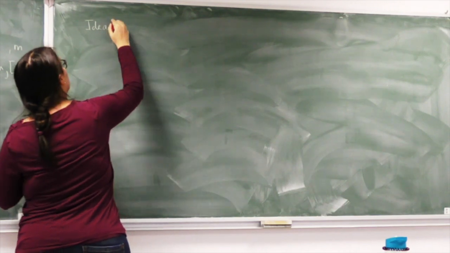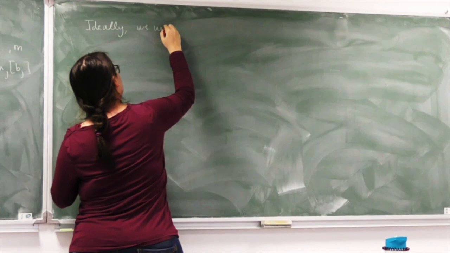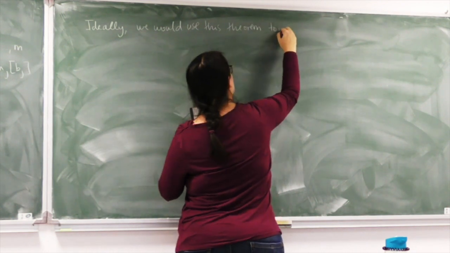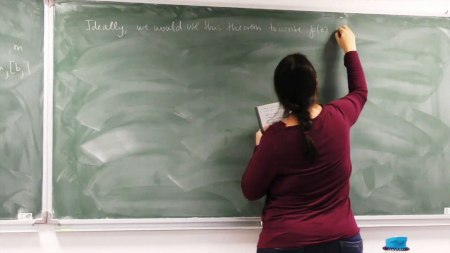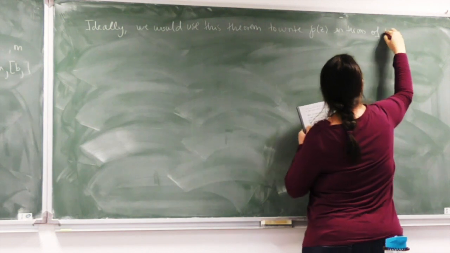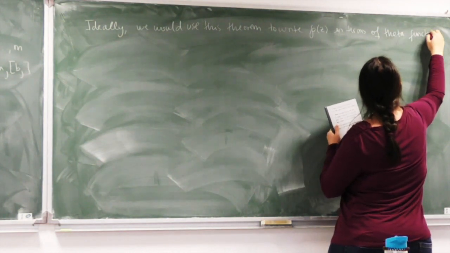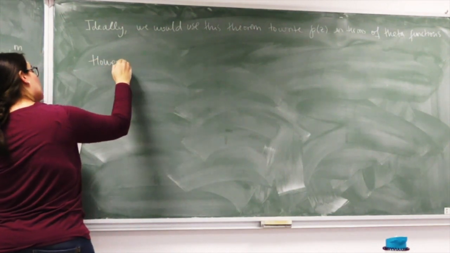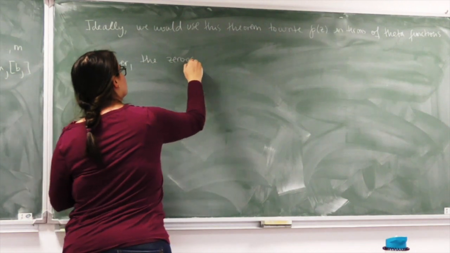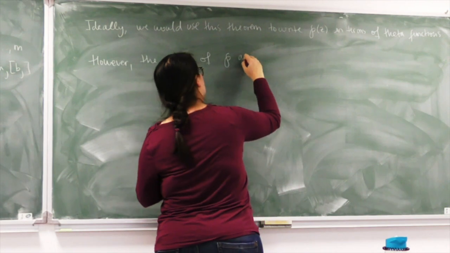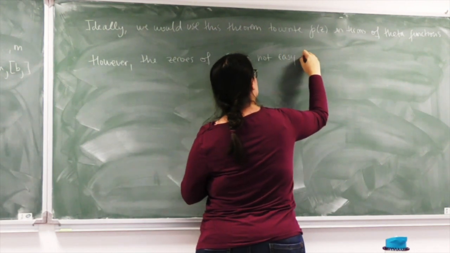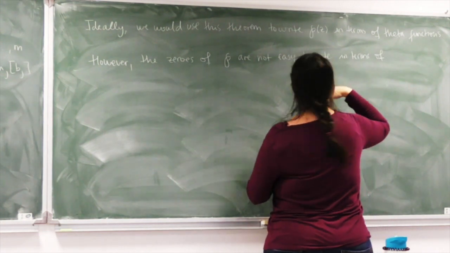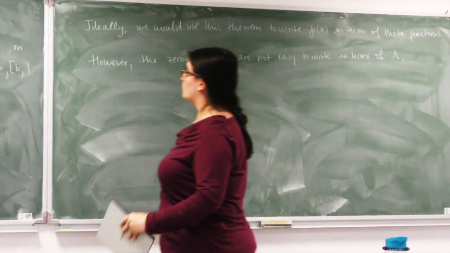Let me write this. Ideally, we would... but as I was saying, the zeros of the Weierstrass function are not easy to write in terms of the lattice. So this is not the right approach.